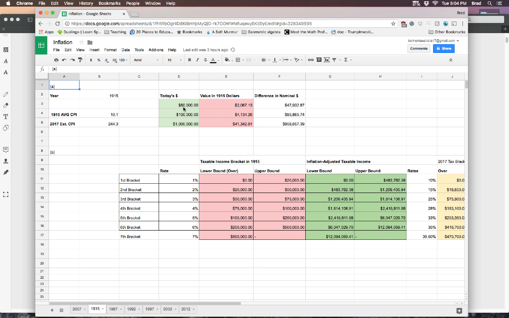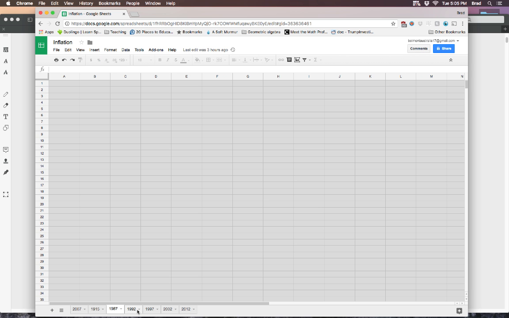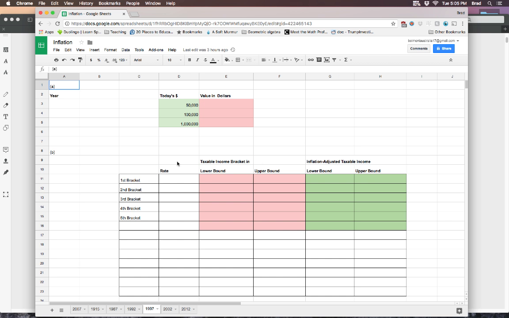And so again, likewise up here, I took these values in $50,000, $100,000, and $1 million in today's value, and looked at what they would be in terms of 1915 dollars. And the difference is fairly drastic, obviously. Now that's a long time, that's over 100 years. So what I'm asking you all to do is go back through some more recent years and do the same sort of thing. They're filled with some breakdowns. There you go.